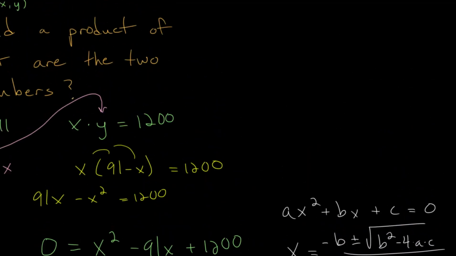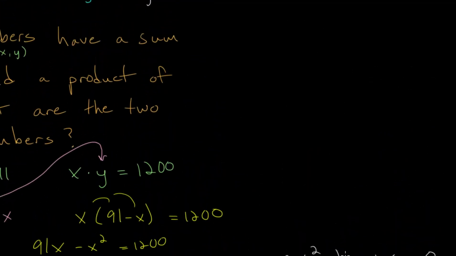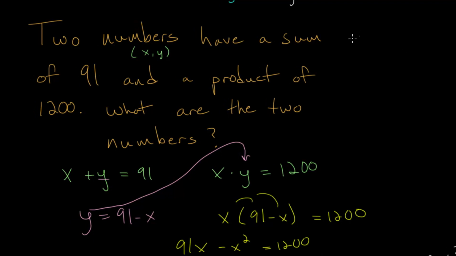And let's go back up to the original question and make sure that makes sense. We found 75 and 16. It looks like they do add to 91, and when we multiply these together, they do give us 1200. So these are the two solutions to this word problem here.